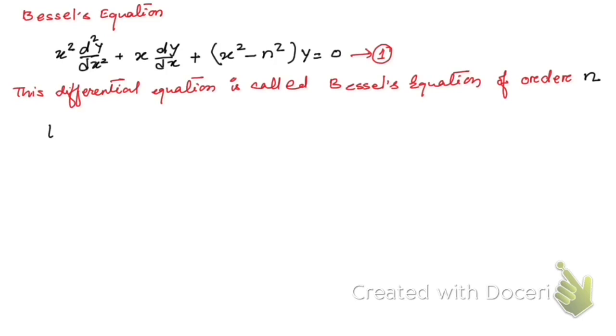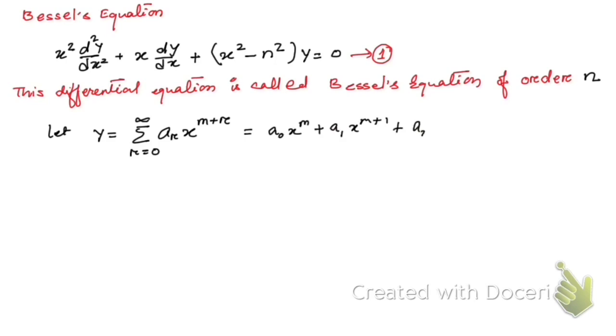That's very important. So here, to solve this equation, we have to assume the solution. Let the solution be y equal to the series sum from r equal to 0 to infinity of a_r x to the power m plus r, where a_r is nothing but a constant. If you expand this series, putting r equal to 0, 1, 2, 3, and so on, you're going to get this series. So here I am assuming a series solution, let it be equation number 2.